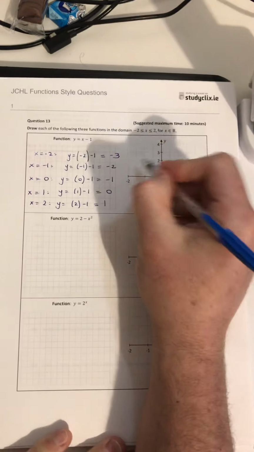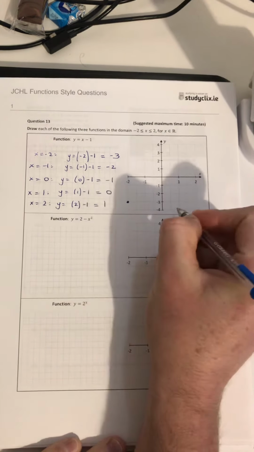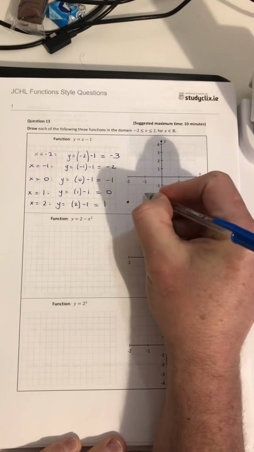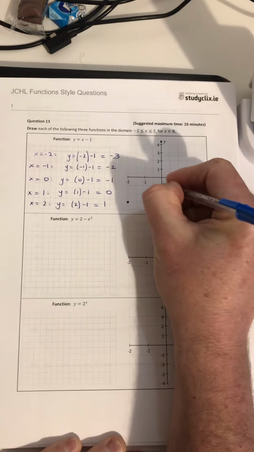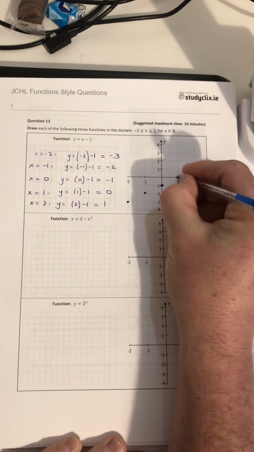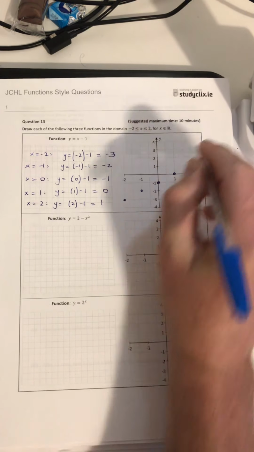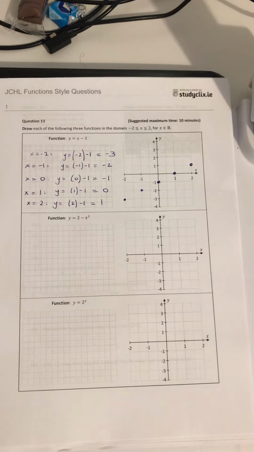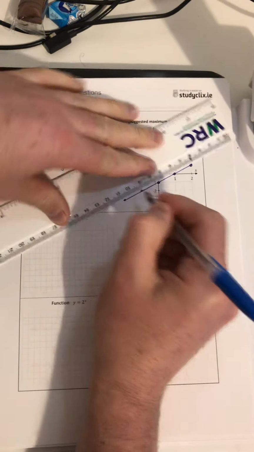So the first point is -2 down to -3, -1 down to -2, 0, -1, 1 to 0, and 2 up to 1. So the first function is your linear function, a straight line, like so.